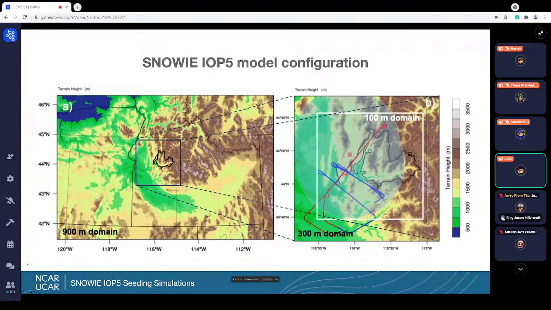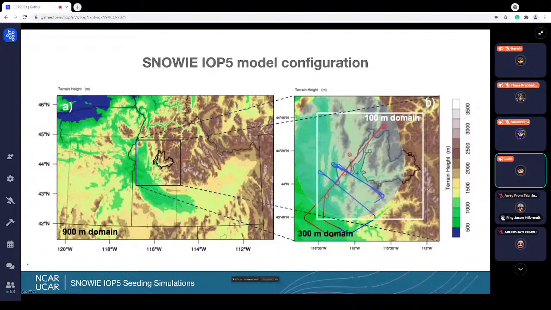And the aircraft tracks have been indicated by different color of lines. The blue lines indicate the seeding aircraft tracks. So the first seeding occurred here, and then the seeding aircraft flew over even further downwind and performed multiple seeding operations, but only 2 of the seeding lines are observable and simulated. So here we also listed many other observational sites on the ground.